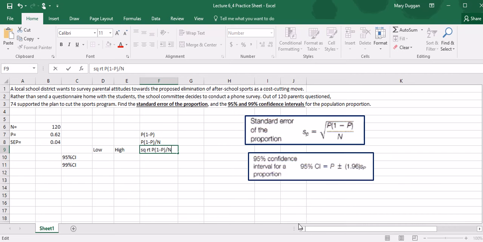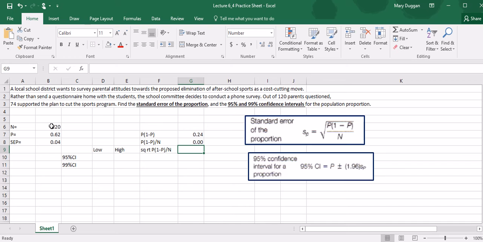So let's do that. We can take the first term, P times 1 minus P. We can easily do a formula for that, equals the proportion times 1 minus the proportion. Okay, that gives us 0.24. So we can take 0.24 and divide it by n.